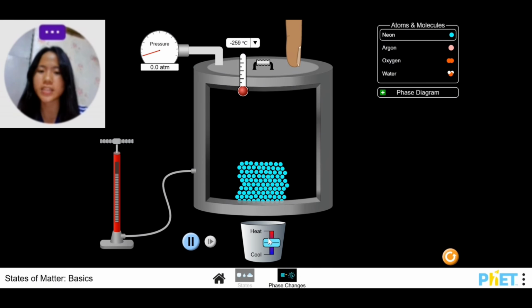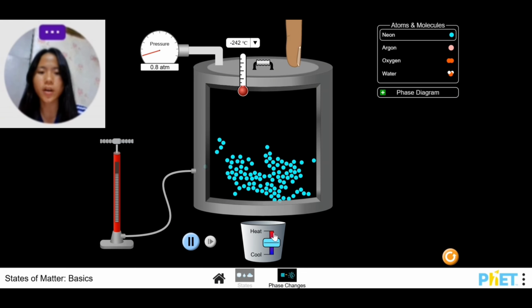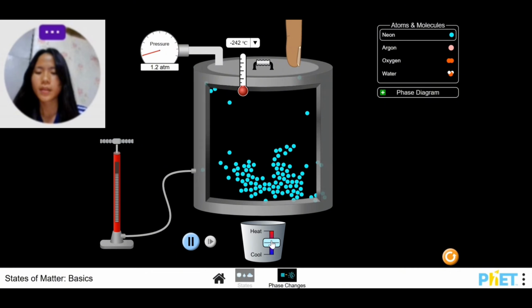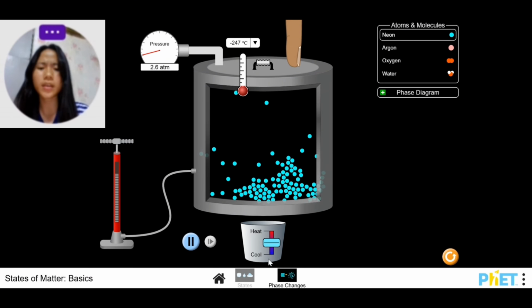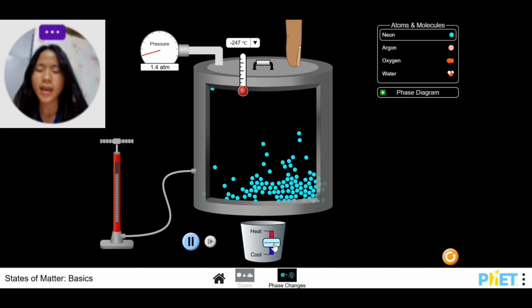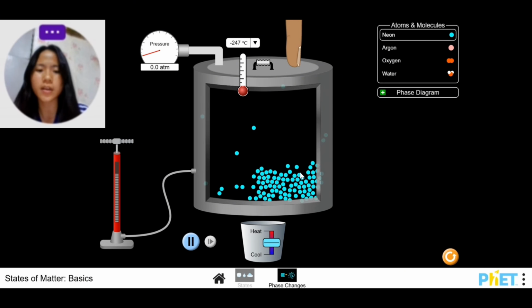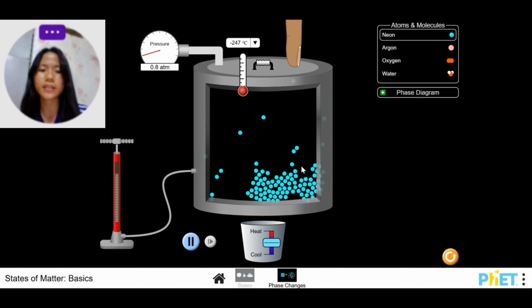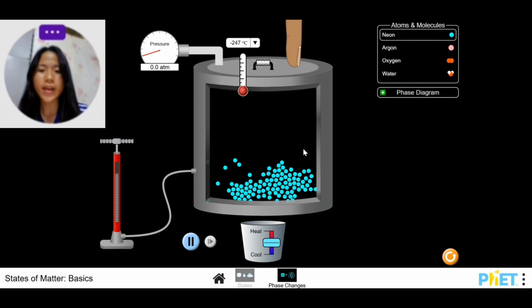Now, let's increase the temperature using the heat control at the bottom. As we heat the system, watch how the molecules start moving more. At around minus 248 Celsius, something interesting happens, which is neon starts to melt. The molecules break free from their fixed positions but remain relatively close together, forming a liquid. This means neon has transitioned from solid to liquid.